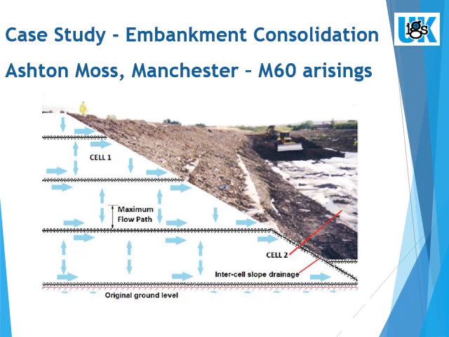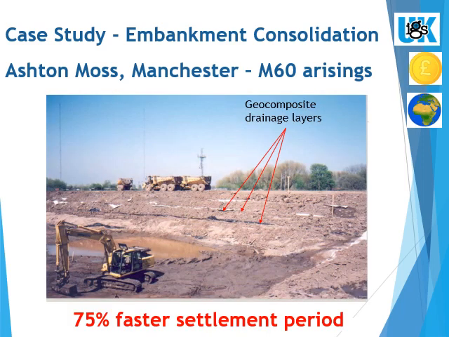The soil was formed into a series of cells with side slopes, including layers of geocomposite drain at regular intervals, which quickly drained into the next cell before it was filled, thus progressing across the site cell by cell. By the time they had filled the last cell, the other cells were consolidated, ready for construction of the buildings, allowing them to open on time. The consolidation period was 75% less than just using a starter layer.